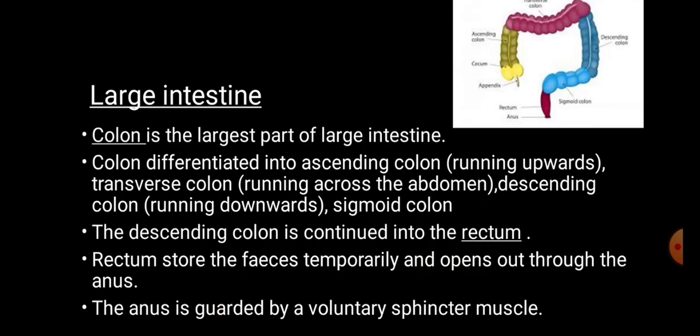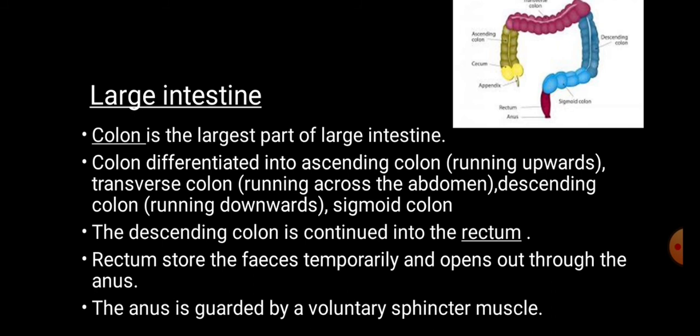Next, we will learn about the colon. The colon is the largest part of the large intestine. The cecum is followed by the colon. The first part is the ascending colon, which runs upwards. Then the transverse colon, which runs across the abdomen. Then the descending colon, and last is the sigmoid colon. So there are four parts of the colon: the ascending, the transverse, the descending, and the sigmoid.